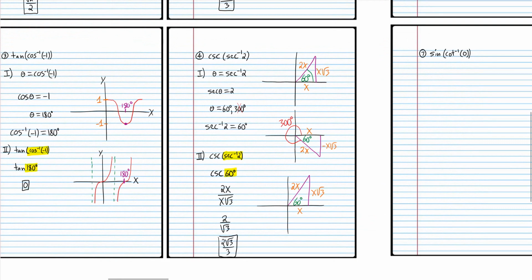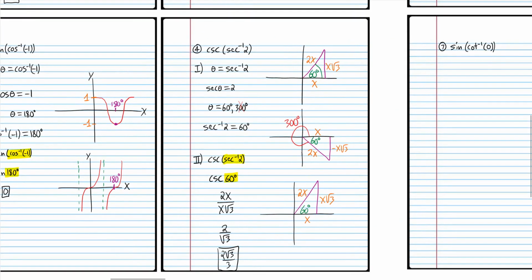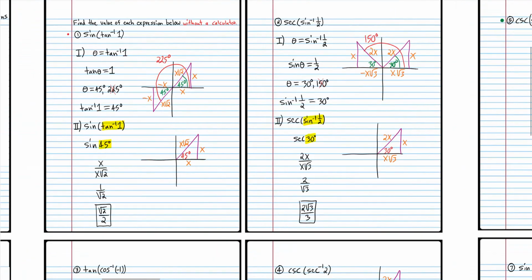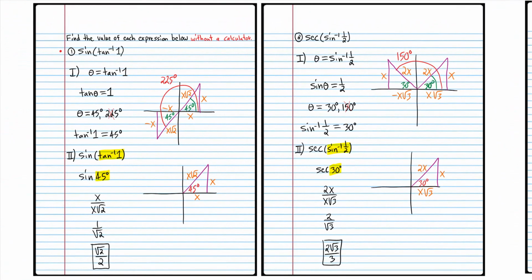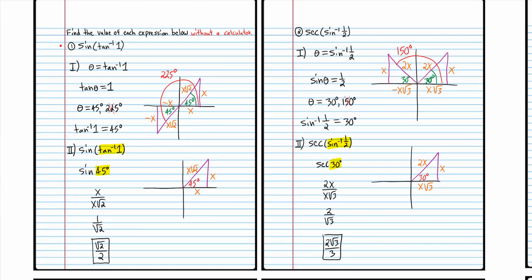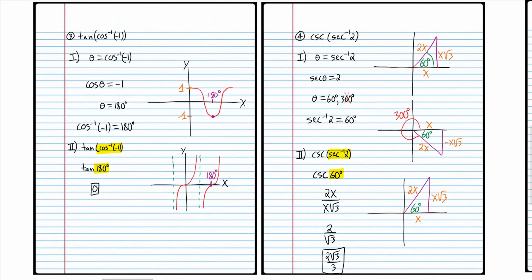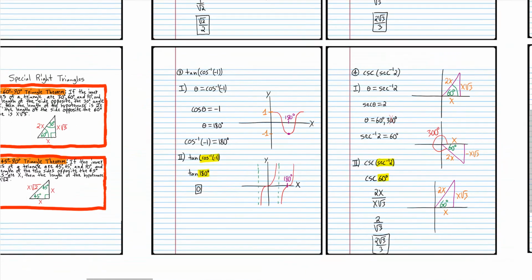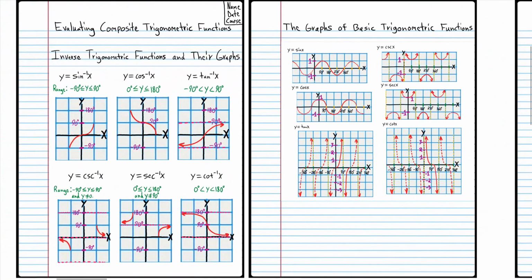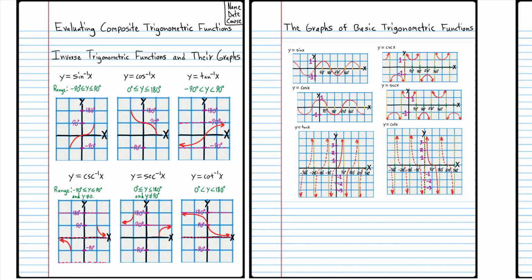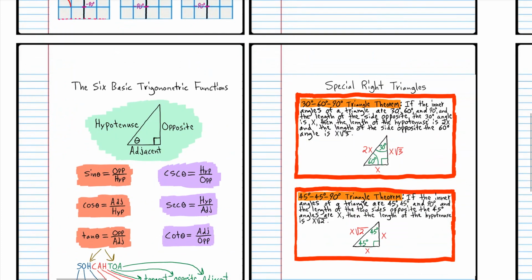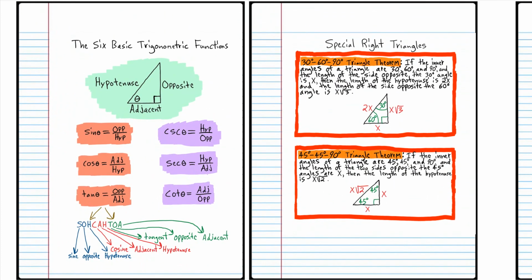So I want you to take a picture of these 2 pages here, and also take a picture of these 2 pages, and I'm going to give you one more chance to take a picture of the range restrictions at the left, and also the basic trigonometric graphs at the right, and this basic information here. Now you're going to try number 5.